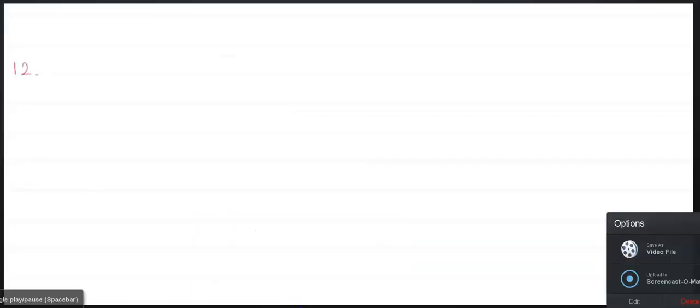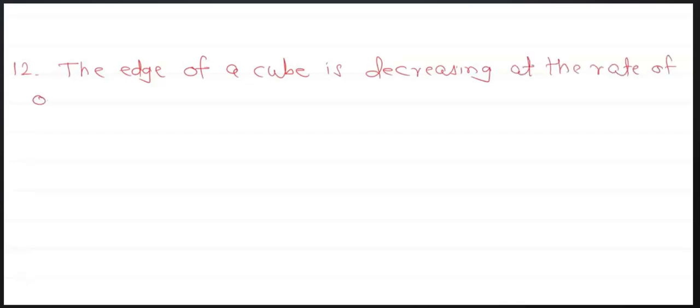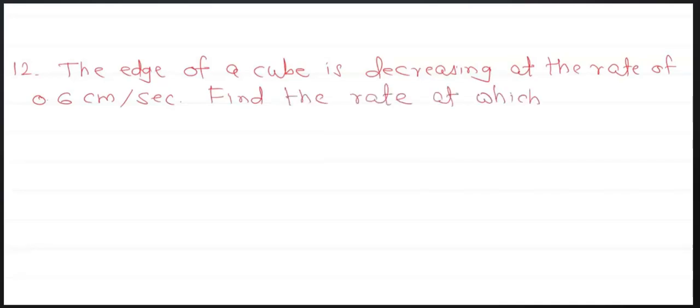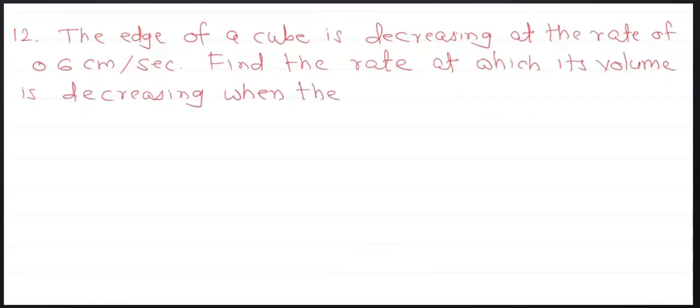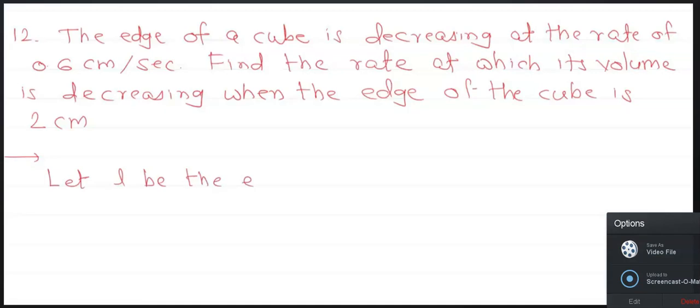Now the next is problem number 12. The edge of a cube is decreasing at the rate of 0.6 centimeter per second. Find the rate at which its volume is decreasing when the edge of the cube is 2 centimeter. Now its edge decreases, therefore volume will also decrease. What is the volume of the cube? The volume of the cube is L cube.